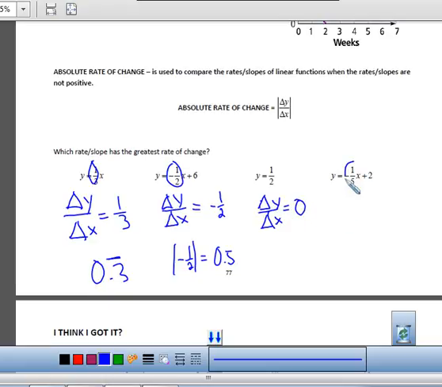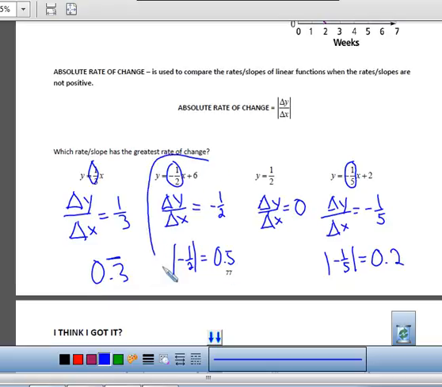And then the last one, here's our number again in front of x. It is a negative value, so we'll have to take the absolute value. Change in y over change in x is -1/5. I'm going to take the absolute value of that and turn it into a decimal. 0.2. Alright, so I have 0. That's the smallest. 0.2. That's the next smallest. 0.3 repeating. That's the next smallest. The 0.5, or the 1/2, is the greatest rate of change.